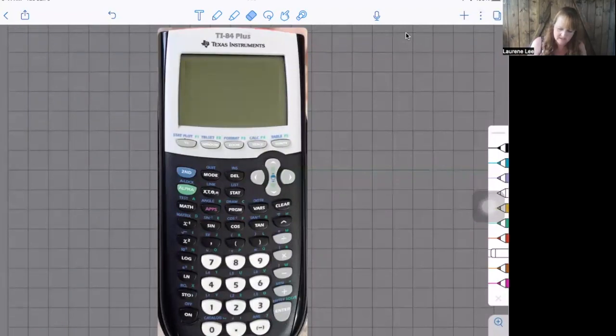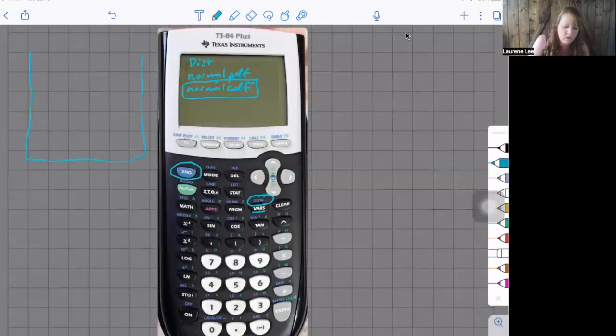So on a TI, you're first going to hit your second button and then this VARS button. What we're getting at is this distribution. That's the menu we want to be in. So second VARS, that's going to get you in your distribution menu. And the first one is normal PDF, and the second one is normal CDF. This is what you want, normal CDF. If you hit enter on that, it's going to give you a screen.